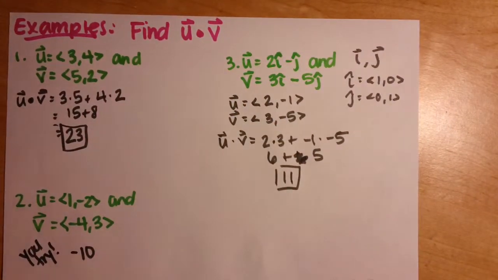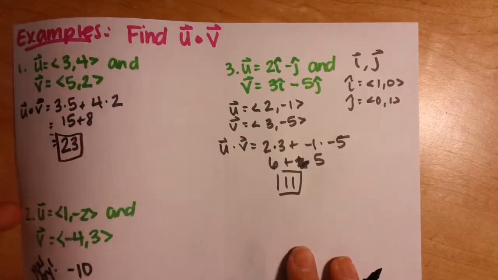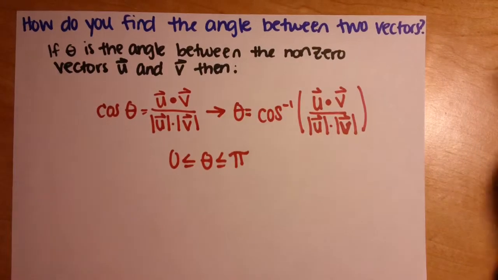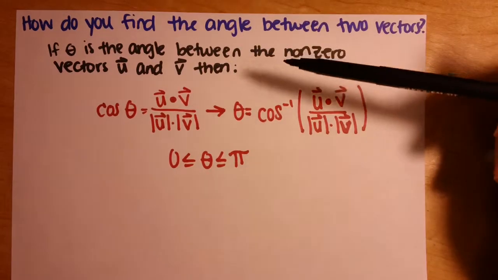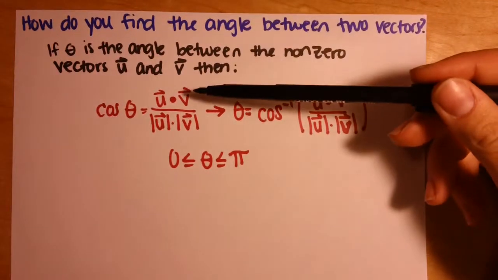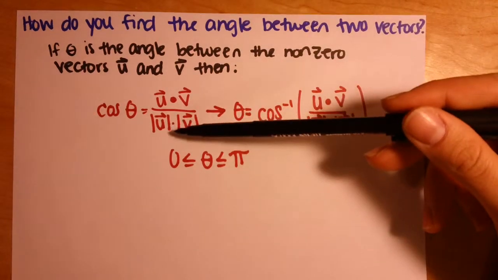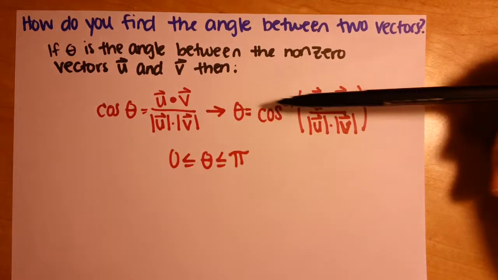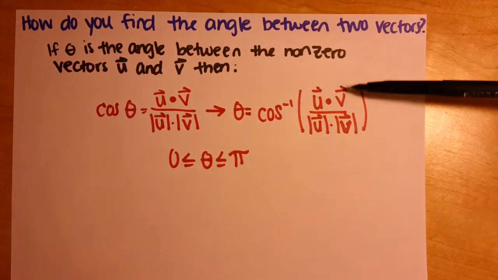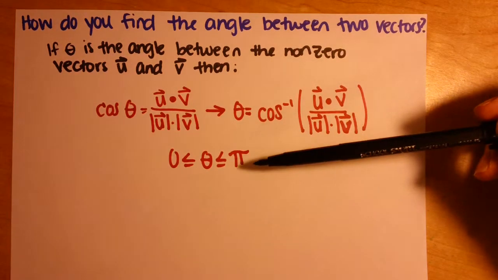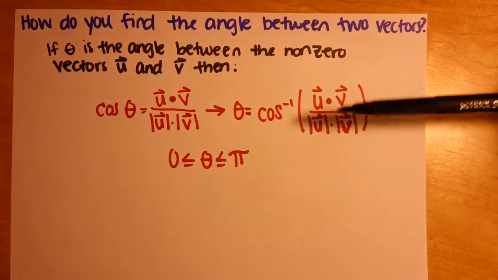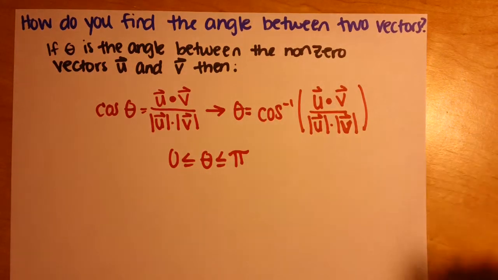So the dot product itself is pretty simple. Now we can look at something a little bit different. We want to find the angle between two vectors. If theta is the angle between two non-zero vectors u and v, then the cosine of theta is u dot v over the magnitude of u times the magnitude of v. This can be rewritten so that theta is the inverse cosine of u dot v all over the magnitude of u times the magnitude of v. That's always going to give us an angle between 0 and pi, because that's where the inverse cosine is restricted to. So let's try an example.